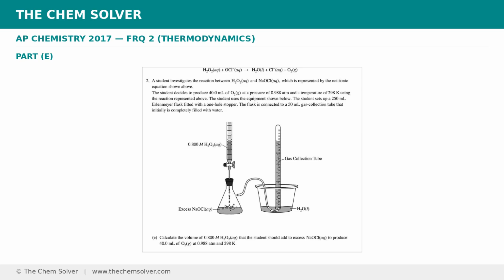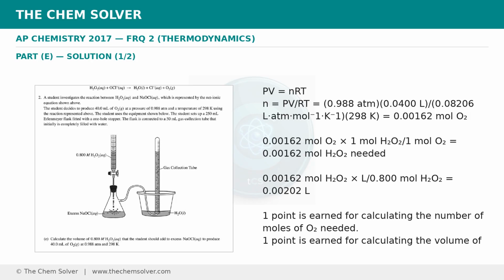E. Calculate the volume of 0.800 molar H₂O₂ that the student should add to excess NaOCl to produce 40.0 milliliters of O2 at 0.988 atmospheres and 298 Kelvin. PV equals nRT. n equals PV over RT equals 0.988 atmospheres times 0.0400 liters over 0.08206 liters·atm·mol⁻¹·K⁻¹ times 298 Kelvin, equals 0.00162 moles O2.